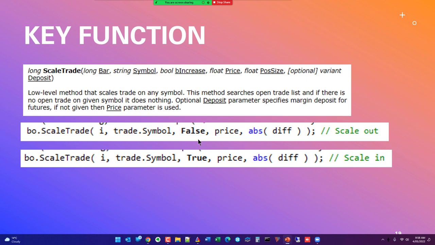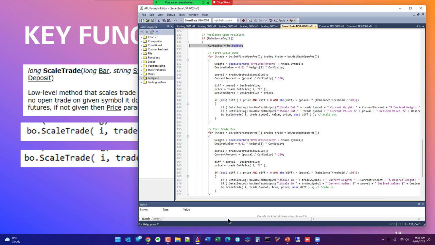So that's essentially the main difference between the two different sets of scaling. For my scaling out, here's my scale trade with it set to false, and then here's my scale in with it set to true. Now the rest of the code is more or less identical. In fact, it could be functionized. We've got a lot of duplication in here, but for the sake of demonstration, this lays it out so that you can see it quite clearly.